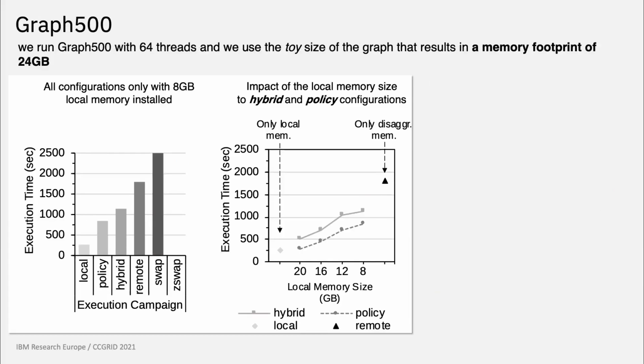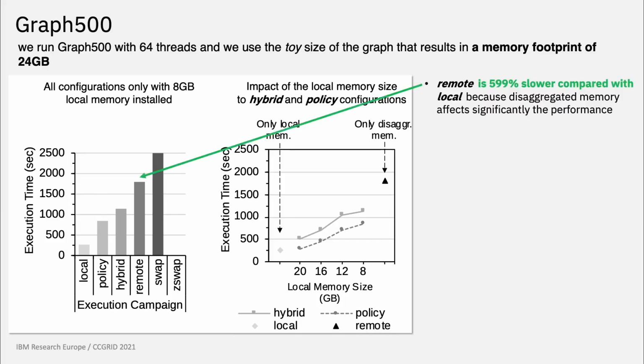In our evaluation, we ran the Graph 500 application with 64 threads, and we use the toy size of the graph that results in a 24 GB memory footprint. For this application, we observe that the performance characteristics of disaggregated memory significantly degrade the performance of the application, and as a result, the remote configuration is 599% slower compared with the local configuration.